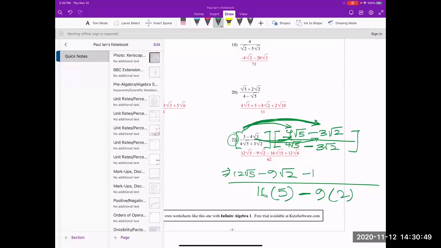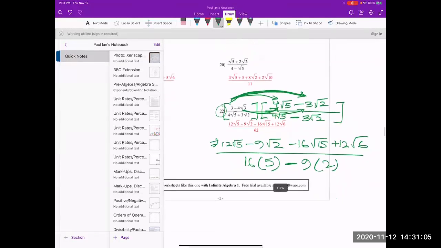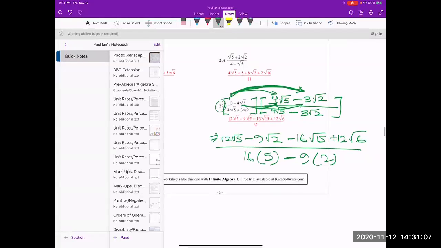16 root 15. Root 15. Okay. And then the last one? 12 plus roots 12. 12 times 12 root 6. Good, good. Yeah, that's good for mental math. It's always good to just know how to do that. It's a good skill. Okay.